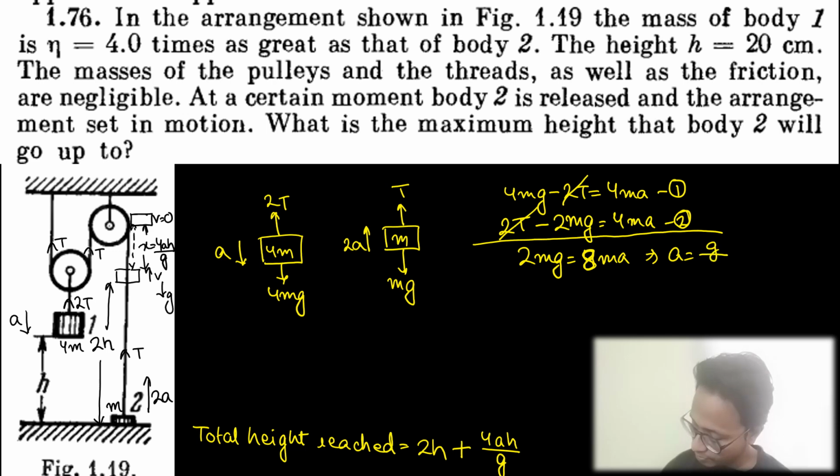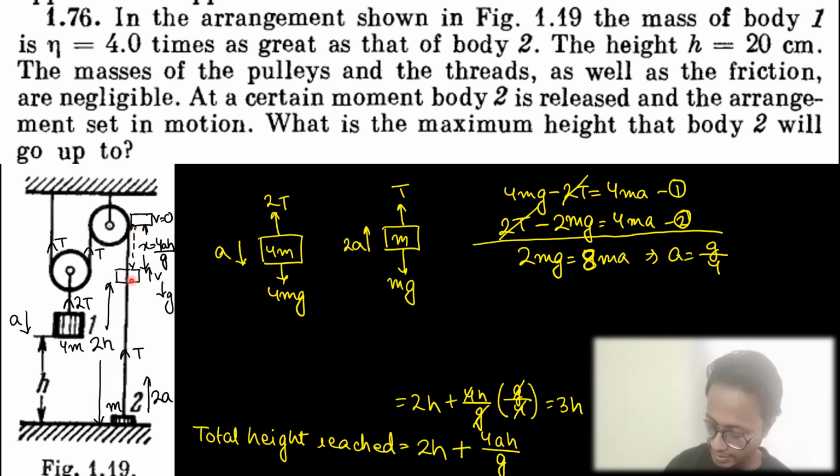g by 4. So total height reached is equal to 2h plus 4h by g into a. What is the value of a? g by 4. So out here g gets cancelled, 4 gets cancelled, and it is equal to 3h. So the maximum height reached by this block 2 would be 3h. So this total height is 3h, 2h out here and h out here.